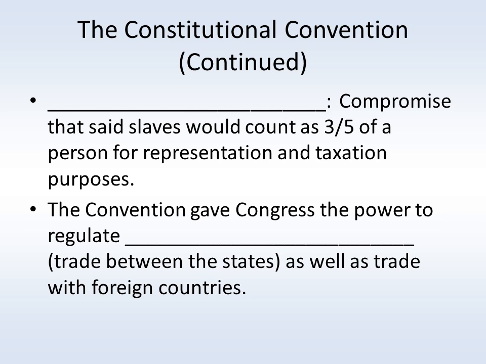The delegates made other compromises in creating the Constitution. For example, the 3/5 Compromise, which said that slaves would count as 3/5 of a person for representation and taxation purposes. The convention also gave Congress the power to regulate interstate commerce, or trade between the states, as well as trade with foreign countries.